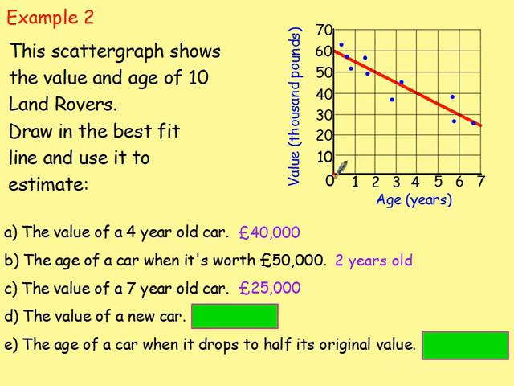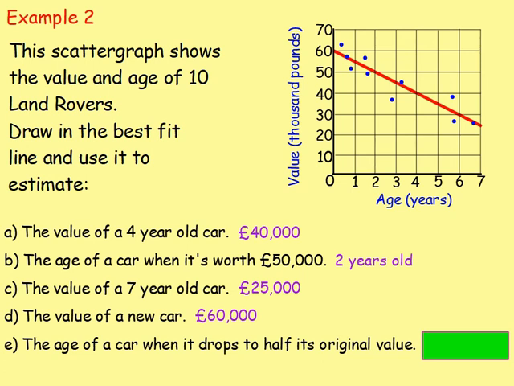So the age of the car will be 0. So if we go up to our best fit line, bam, there's a best fit line, and we're already at 0. So if we go along, well, we're not going along, we're already at the start, and we're at £60,000. So it means then the value of the car is £60,000. Yeah. And finally, for E, the age of a car when it drops to half its original value.